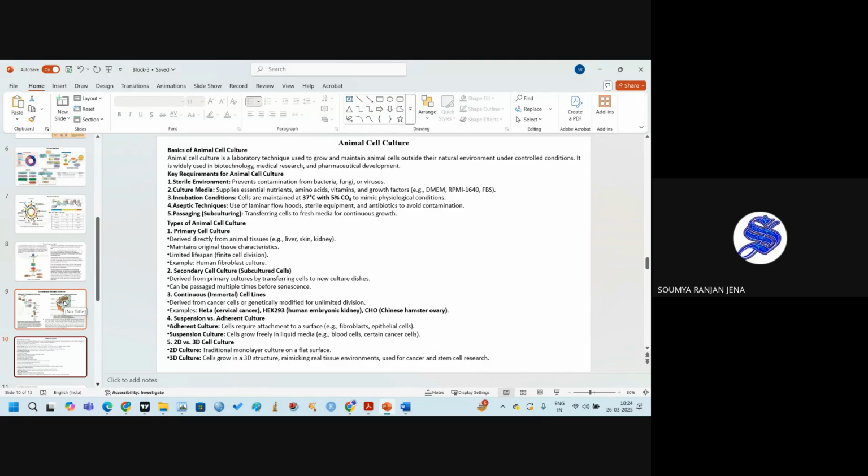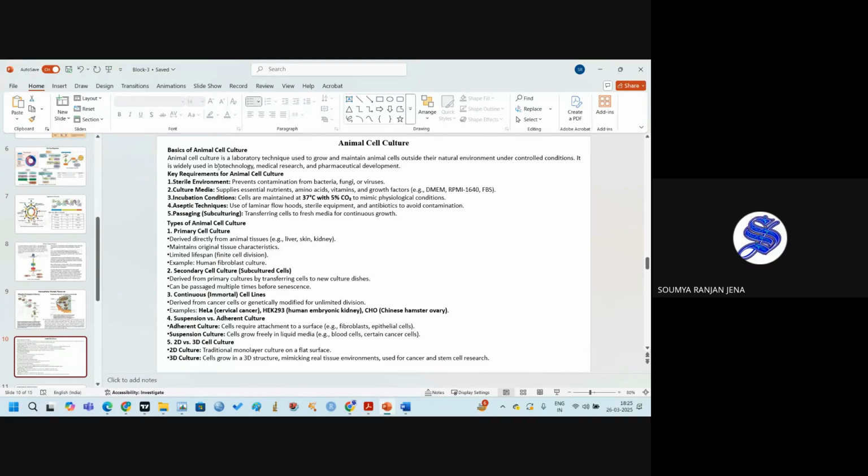Then in unit three, the last one is animal cell culture. What is animal cell culture? Animal cell culture is a laboratory technique. This is an in vitro system, a laboratory technique used to grow and maintain animal cells outside their natural environment under controlled conditions.